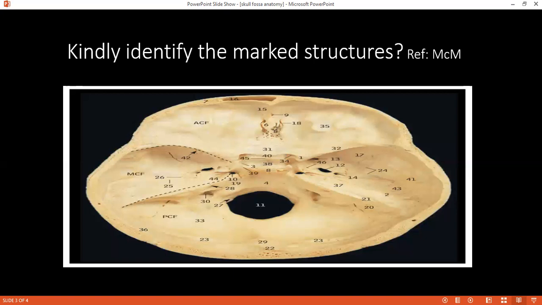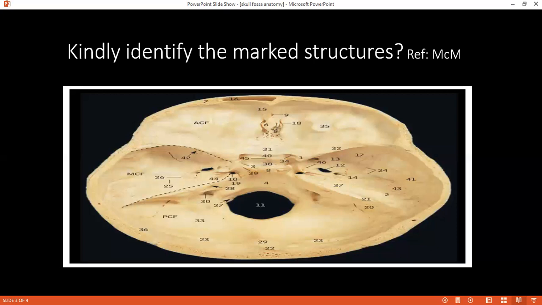Very good. Okay. Can you identify superior orbital fissure? Or you can tell me which one is foramen magnum? Okay, foramen magnum is number 11. What else passes through it?